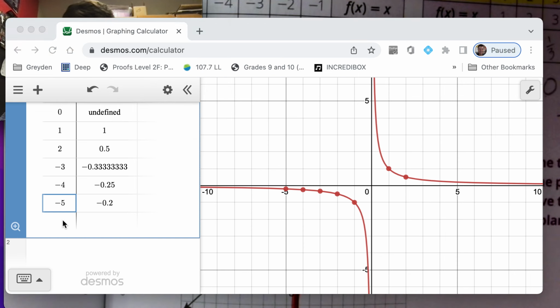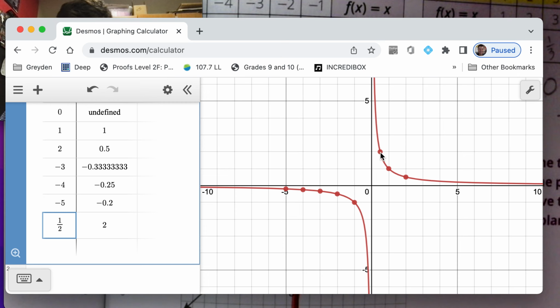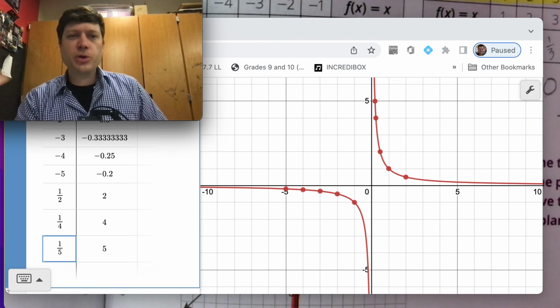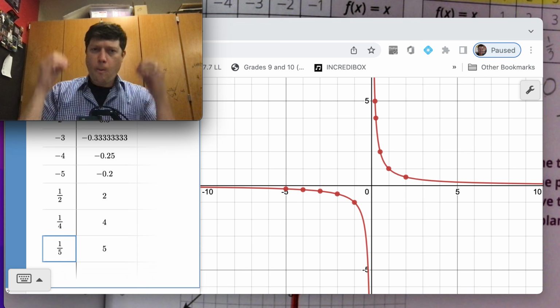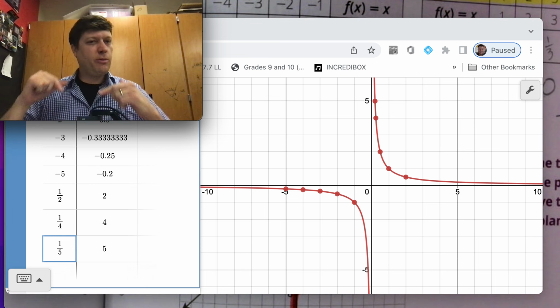Ooh, I didn't show you fractions. Watch this, fractions. So 1/2. It puts a dot right here. The reciprocal of the reciprocal is the original function. And so that means that all of those values kind of flip around.